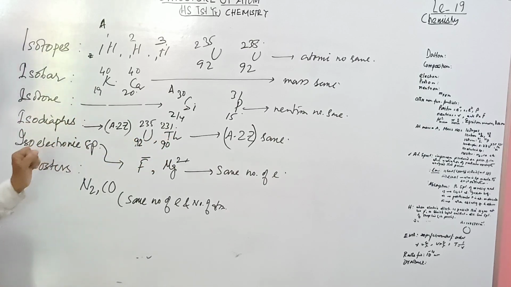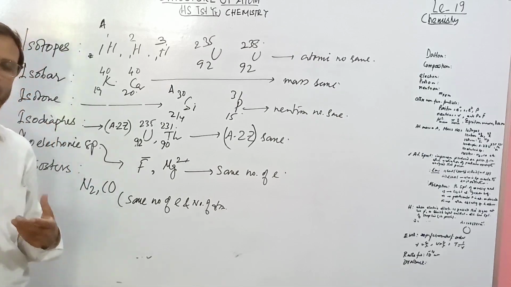Now isoelectronic species are species with the same number of electrons. It is a simple case, you can calculate yourself.